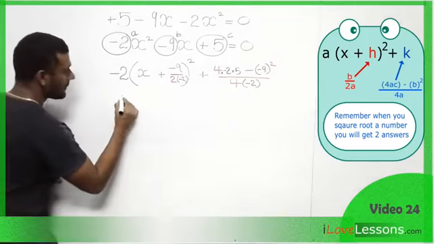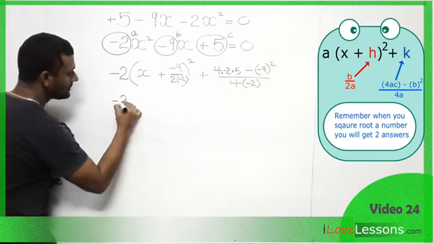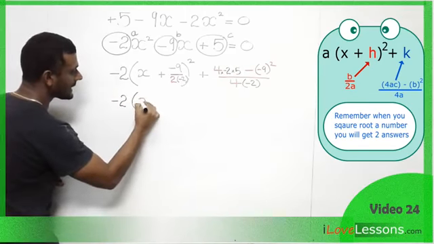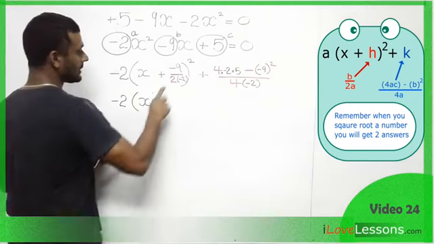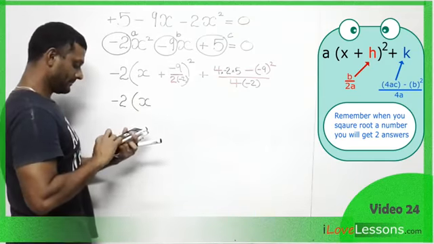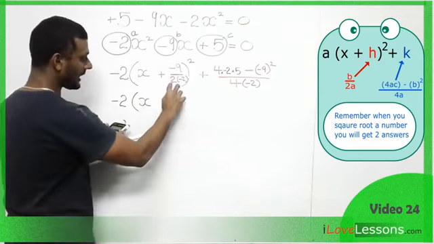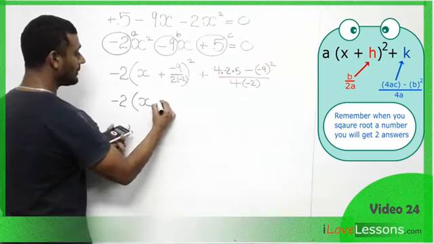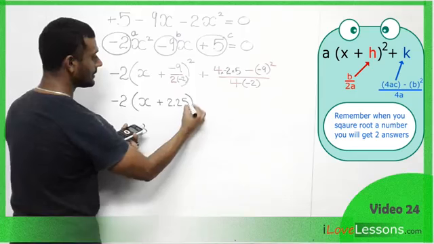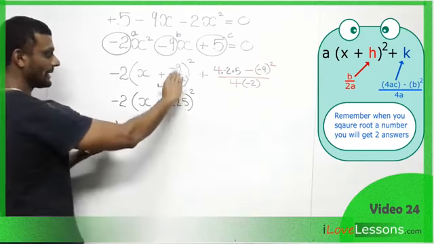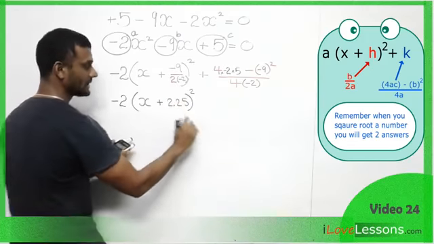We have -2, open brackets, x. Well, if we were to work this out, we have -9 divided by -4. So 2 by -2 is -4. So if we divide by -4, we will get positive 2.25 squared. So we have h. This is h.